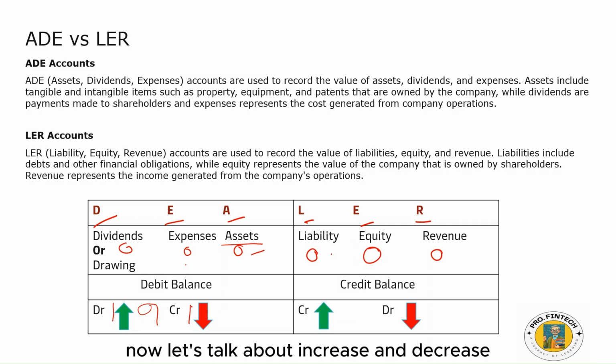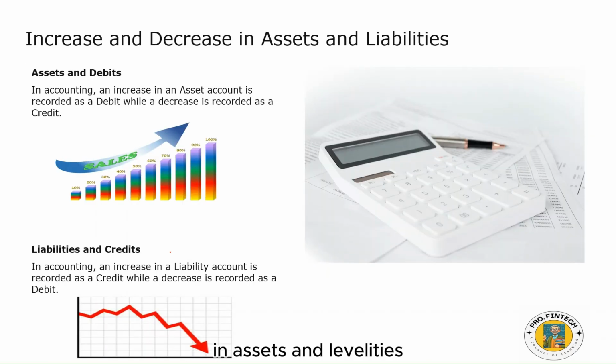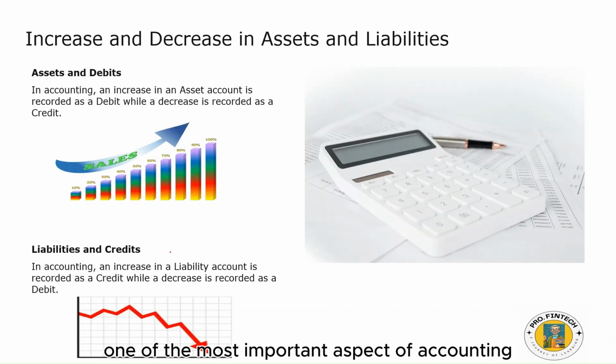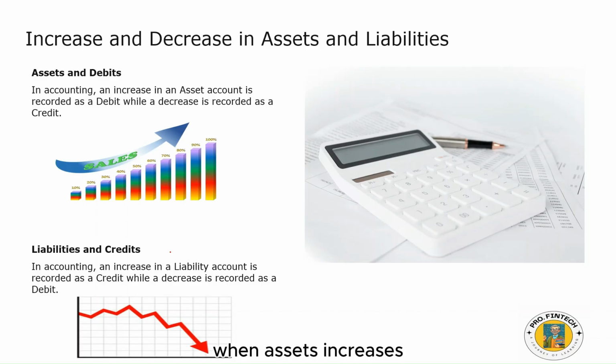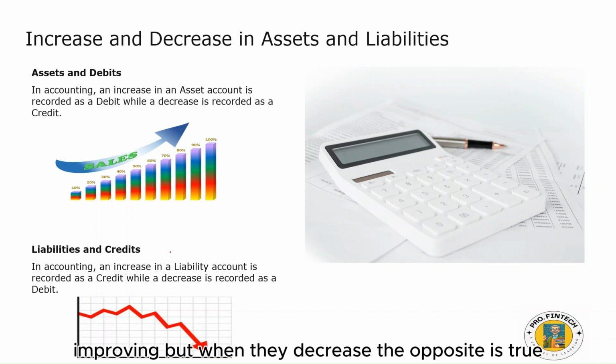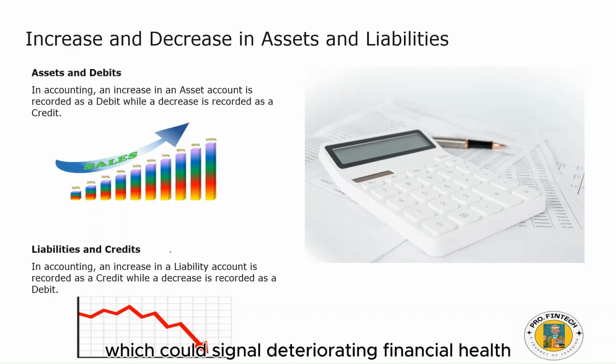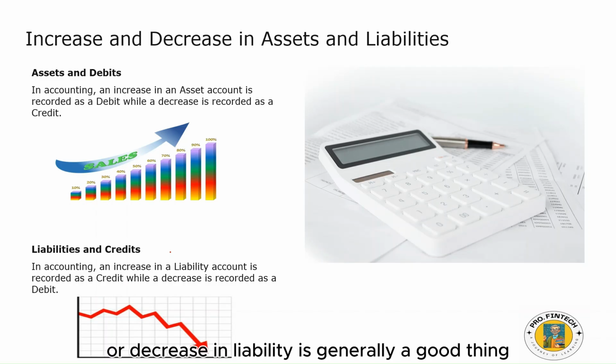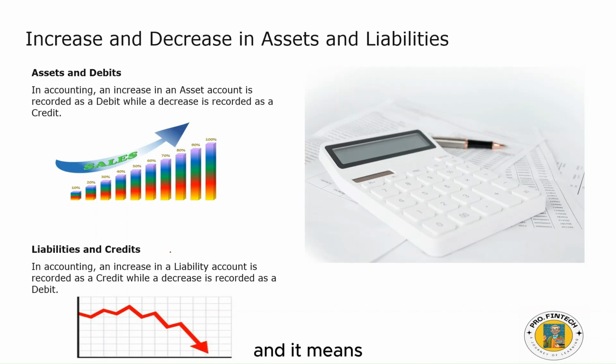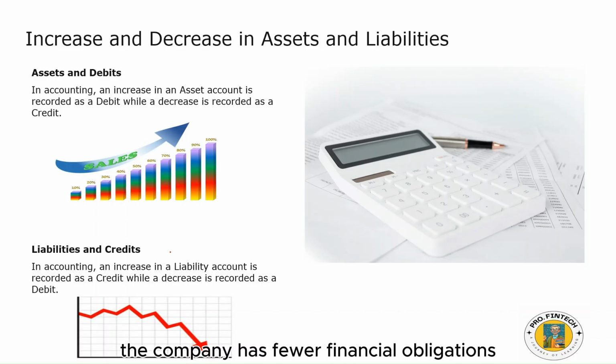Now let's talk about increase and decrease in assets and liabilities, one of the most important aspects of accounting. When assets increase, it's a sign that a company's financial health is improving. But when they decrease, the opposite is true. Likewise, an increase in liabilities means more debt or obligations, which could signal deteriorating financial health. A decrease in liability is generally a good thing, as it means the company has fewer financial obligations.